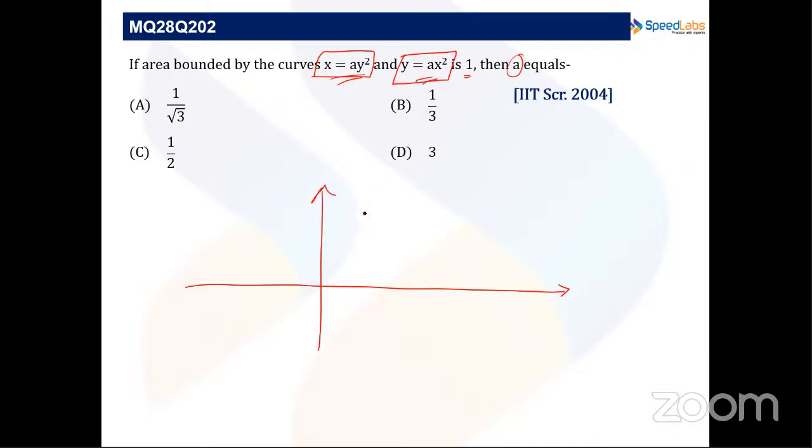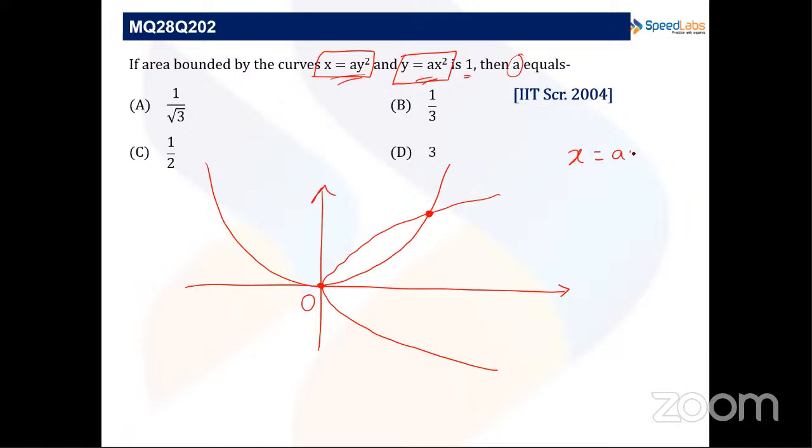Plotting these two parabolas, x equals a y square and y equals a x square, we can see that these two intersect first at the origin and then at this point. So we can find the point of intersection by solving these two equations simultaneously, putting the value of y in here. So x will be equal to a into a x square whole square. So x will be equal to a cube.